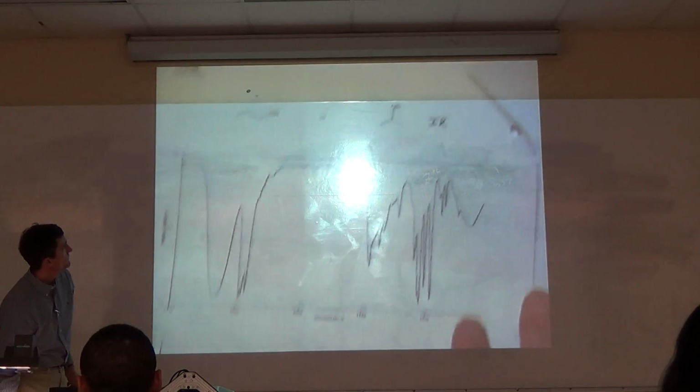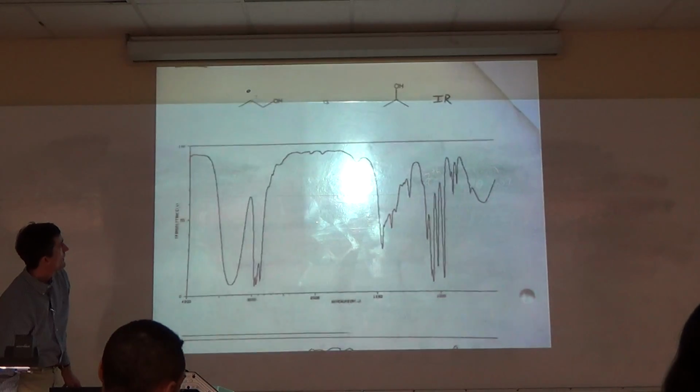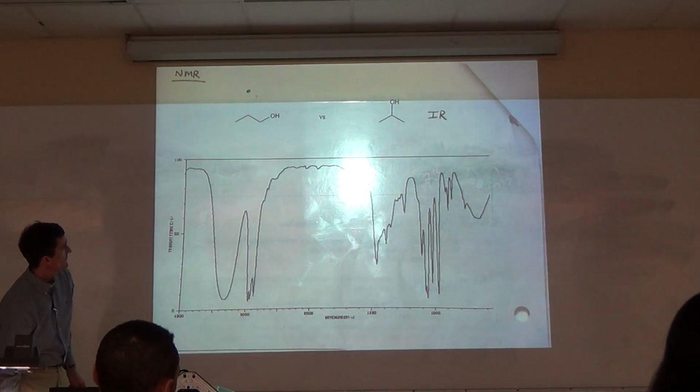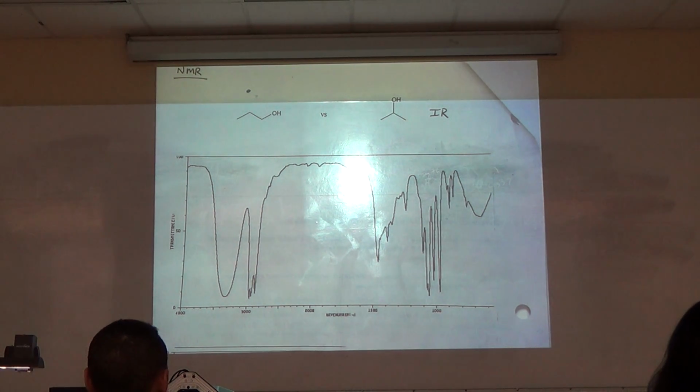So I think I showed this when we did mass spec. Here are 2 IRs. Up there you've got 2 alcohols. Which IR goes with which compound? That first one goes to the bottom. How do you know? That's just my guess.